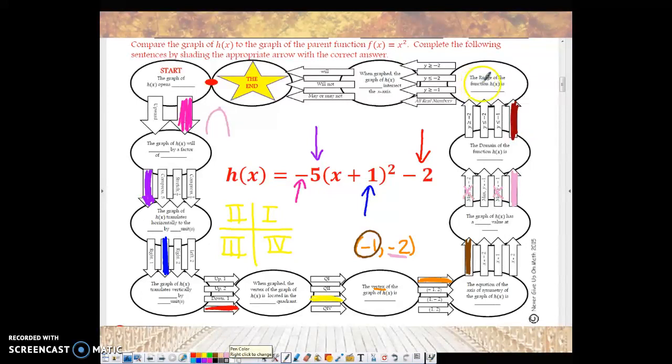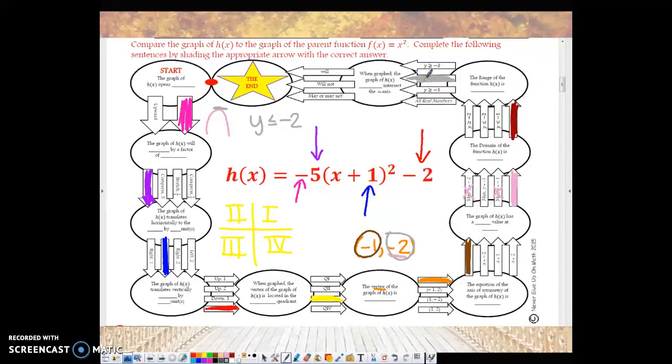The next one says the range of the quadratic function is what? Well, we know it goes upside down. Okay, so that means y is going to be everything less than or equal to whatever number. Well, the very highest point is -2. So that's going to be our range.